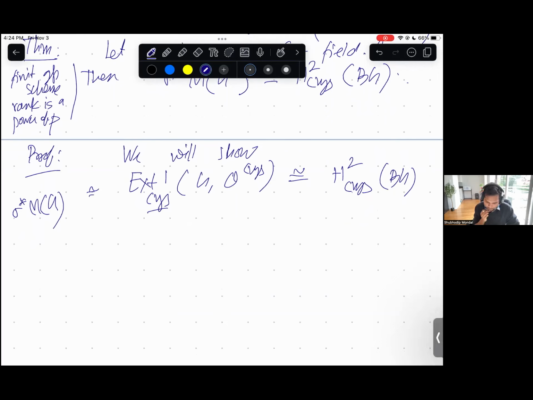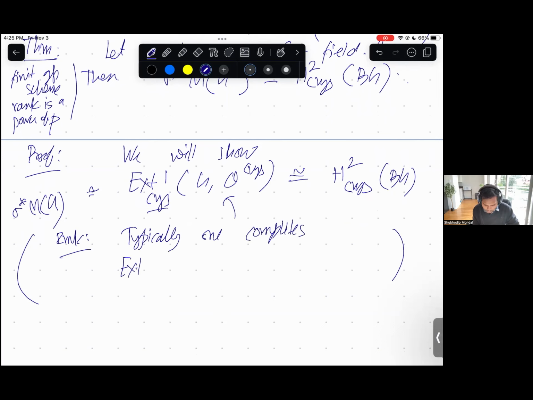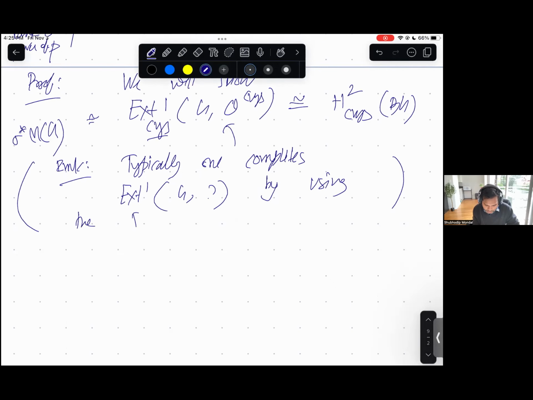So in this case, let me make some small remarks before actually discussing the proof. Usually there's a technique for computing these Ext groups, and it uses the Breen-Deligne resolution. So typically one computes these Ext groups by using the Breen-Deligne resolution.